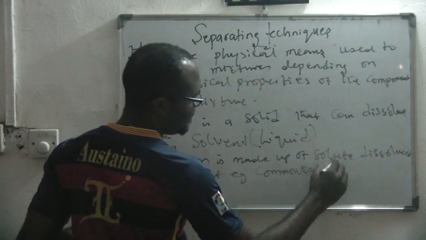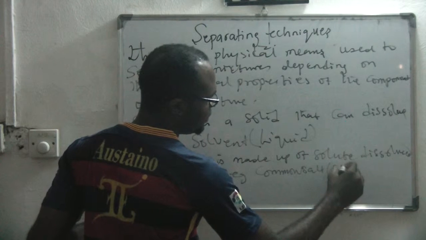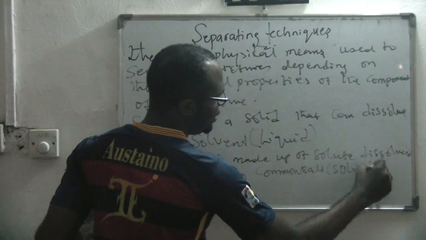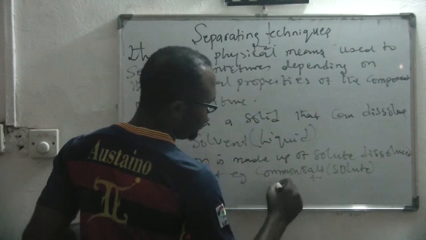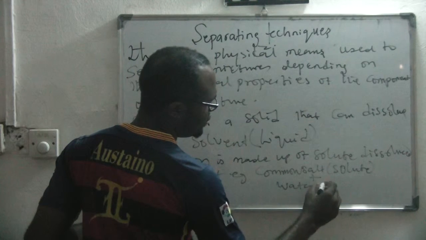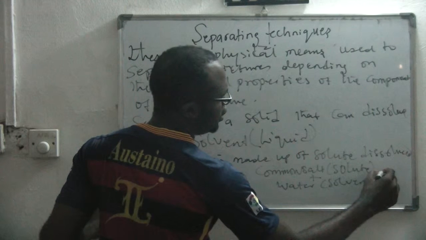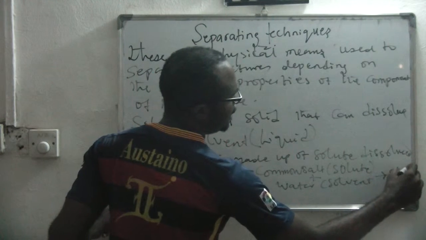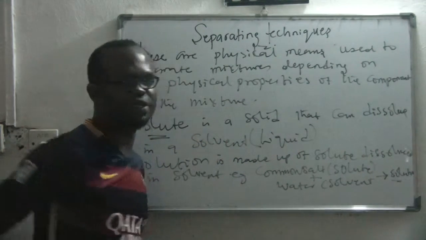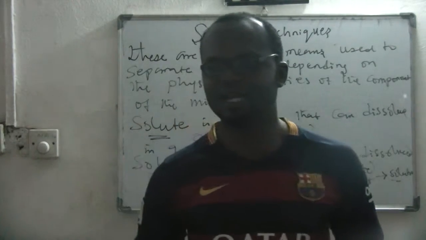Common salt is a what? Solute. And it dissolves in water. Water is a what? Solvent. So the two of them will form what we call what? Solution. So we have a salt solution. Is that clear? Yes.